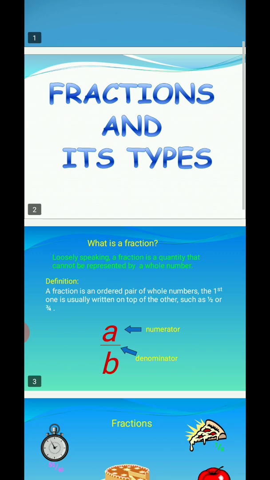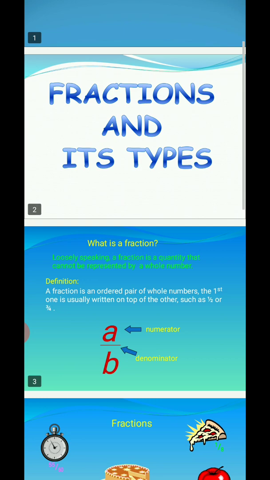Or in a general way, we can say that a fraction needs a numerator and a denominator, or that a fraction is an ordered pair of whole numbers. The first one is usually written on the top of the other, such as half, 3 by 4, 5 by 6, 9 by 8. These are all examples of fractions.